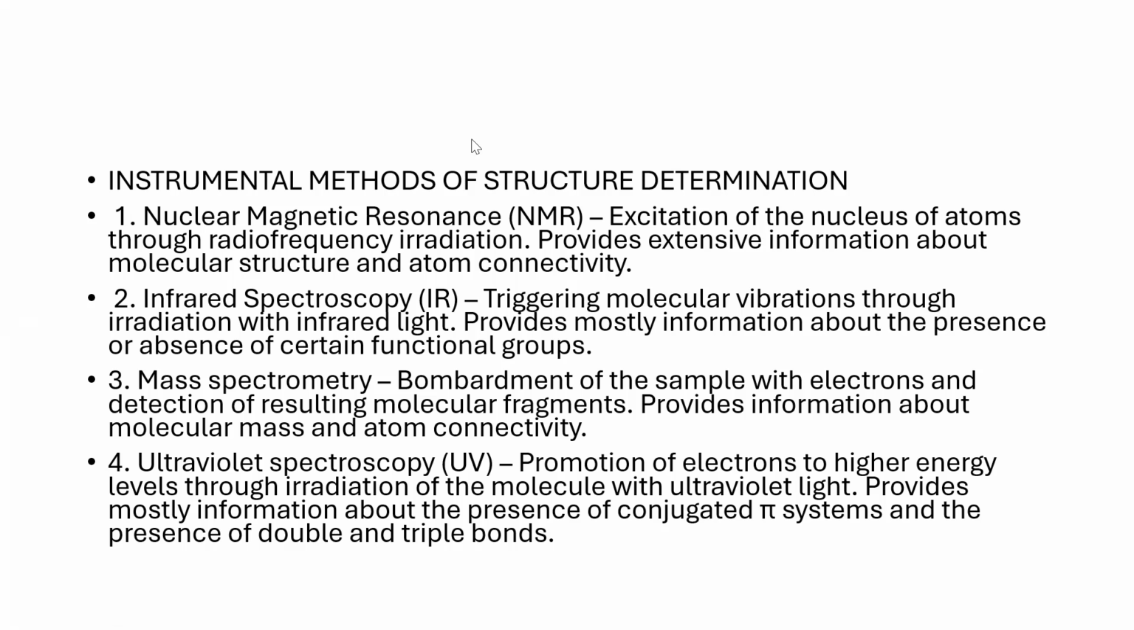In yesterday's lecture, we discussed UV visible spectroscopy in detail, right? So when it comes to determining the structure of molecules or compounds, how is ultraviolet spectroscopy important? Promotion of electrons to a higher energy level occurs when we irradiate them, that is, when we pass light through the sample, right? So the presence of conjugated pi systems and the presence of double and triple bonds can be identified.